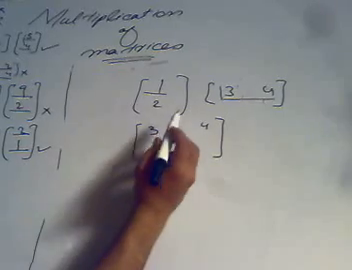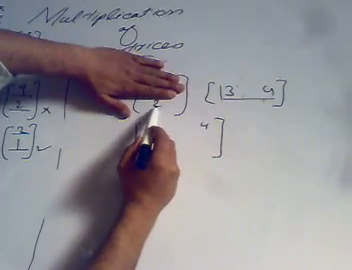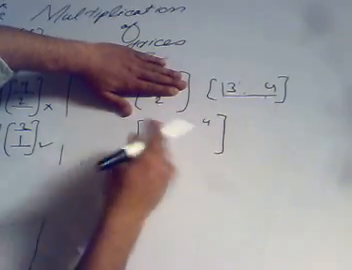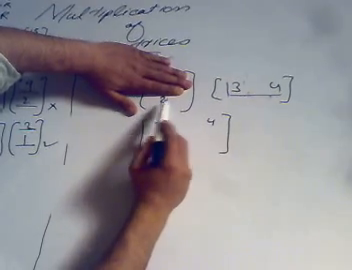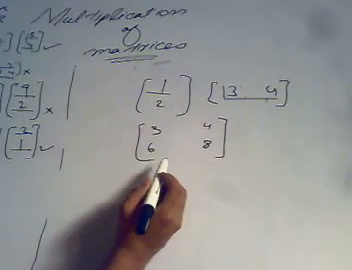Now we will hide this value and multiply the second row with the first column. That will be 2 3s are 6, and we have no other elements, so just leave it there. And now we will multiply the second row with the second column, and the answer will be 8, and we will get this matrix.